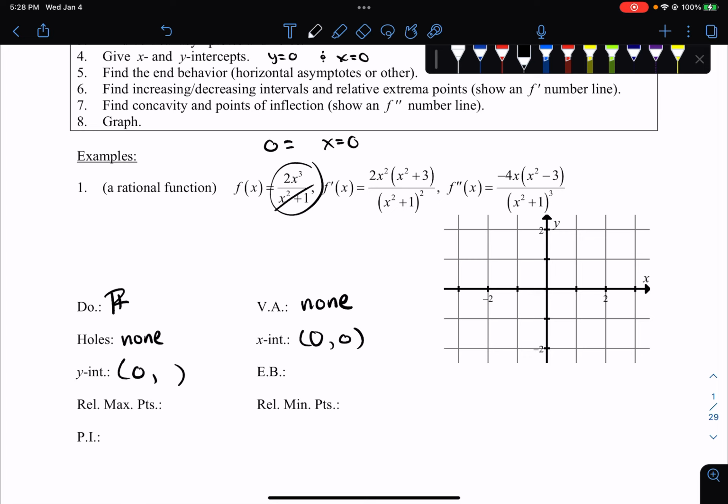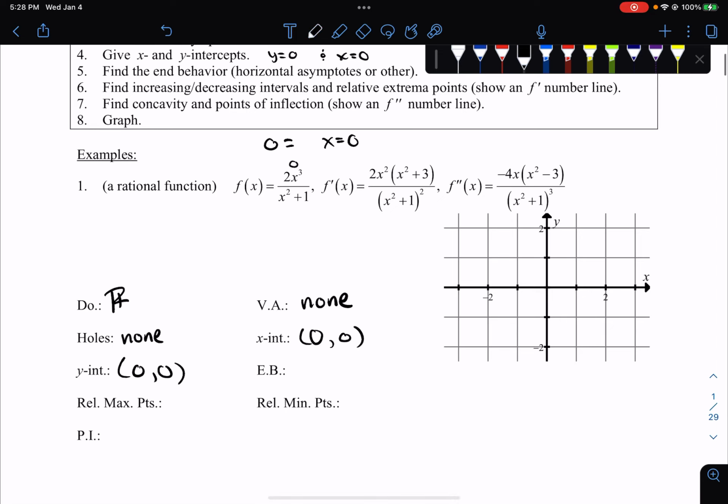My y-intercept, if I plug in 0, I get a 0 on top right here, which makes my overall value 0. So my x and my y-intercept are (0, 0), which we should have known, right? After finding the x-intercept being (0, 0), obviously the y-intercept has to be the same thing.